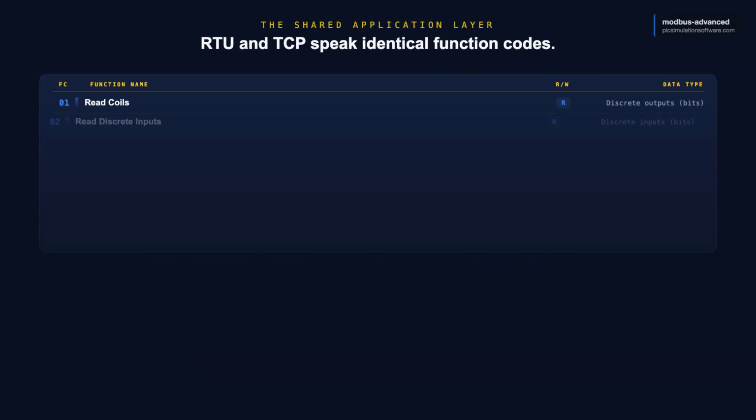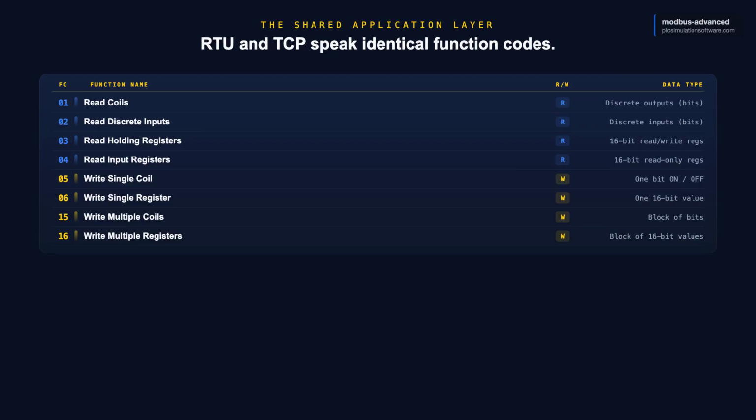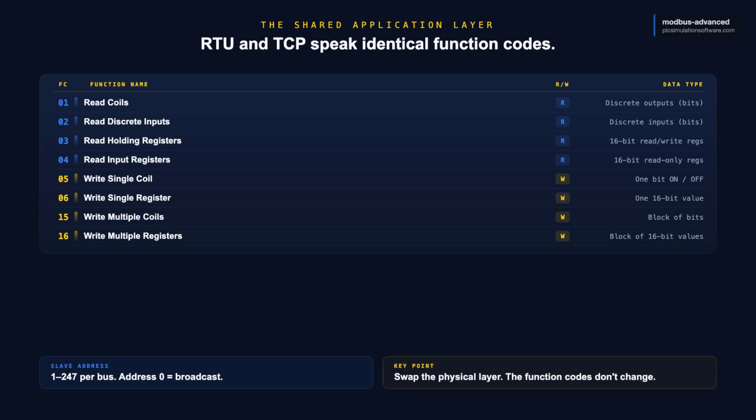No fluff, honest trade-offs. The shared layer is what makes them the same protocol. The original Modicon specification from 1979. Function code 01 is read coils. 02 is read discrete inputs. 03 is read holding registers. 04 is read input registers. 05 is write single coil. 06 is write single register. 15 is write multiple coils. 16 is write multiple registers, plus the slave addressing scheme.